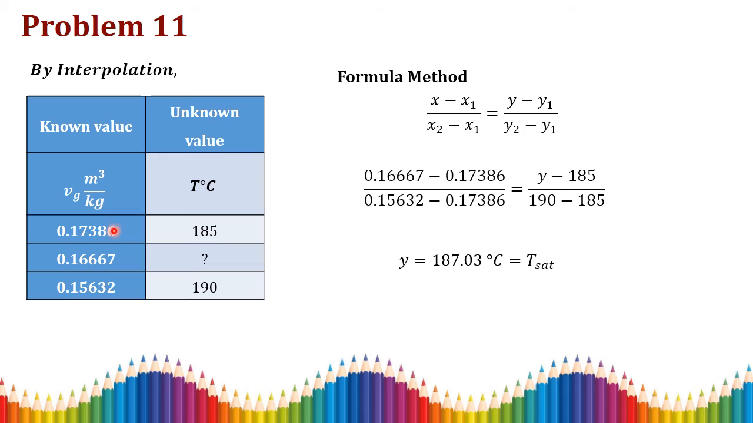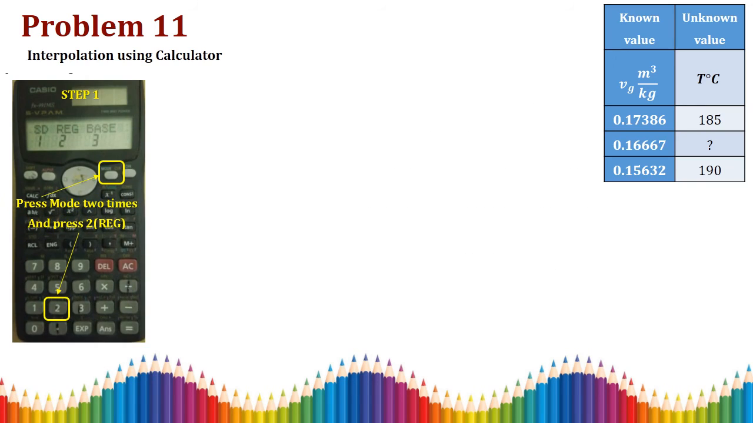Your formula will be x minus x1 divided by x2 minus x1, equal to y minus y1 divided by y2 minus y1. You substitute all those values here to get the saturation temperature. In this way we can calculate, or otherwise we can substitute these values in the calculator to get the answer directly. So I am writing this table here.